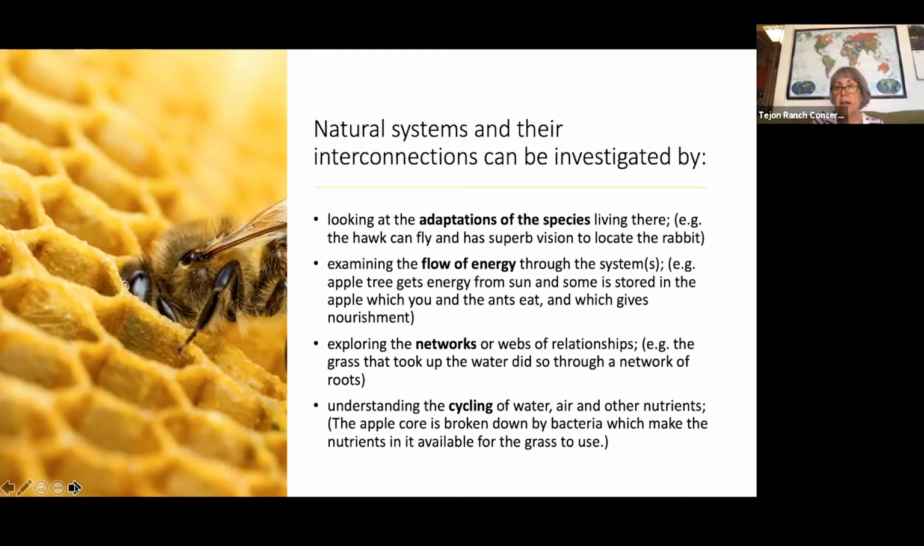You can investigate a system by exploring the networks or webs of a system. For example, the grass takes up water through a network of roots. And you can understand the cycle of water, air, and other nutrients. For example, very simply, you ate that apple, you threw out the core, it's broken down by bacteria, and that makes more nutrients, which allows the grass to grow.